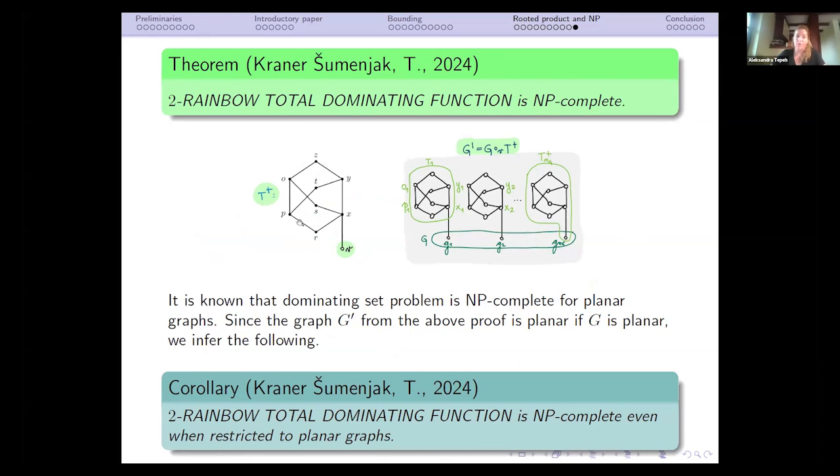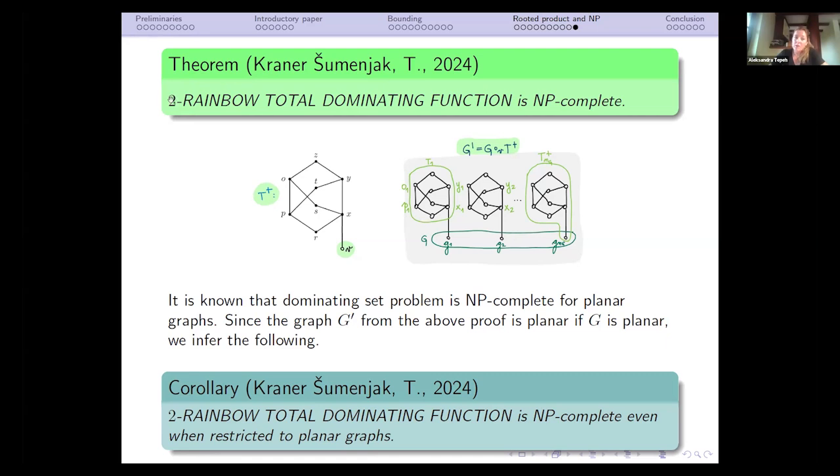planar, and we know that dominating set problem is NP complete for planar graphs. And as soon as G is planar, then the whole graph G prime is planar. So two-rainbow total dominating function is NP complete even when restricted to planar graphs. And this was the last result we showed in this paper, which was published in the beginning of this summer.